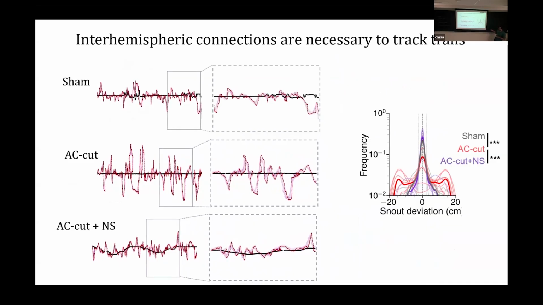This is just to quantify the peaks, and hopefully what you can see is in the AC cut animals, there are these peaks, and the minute you shut one nostril, it looks pretty much like sham.